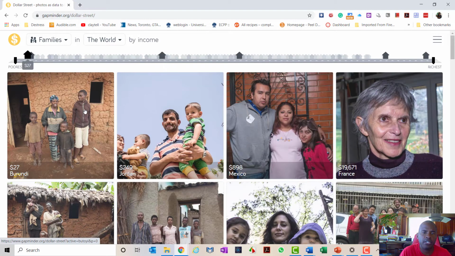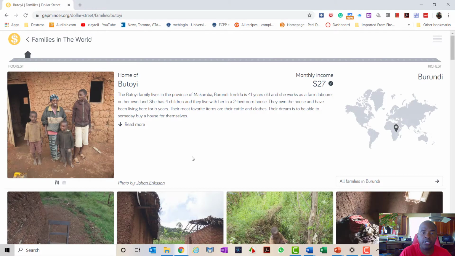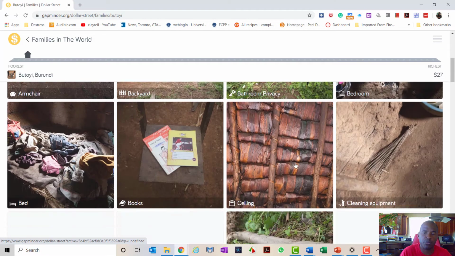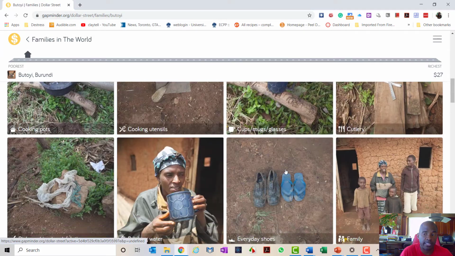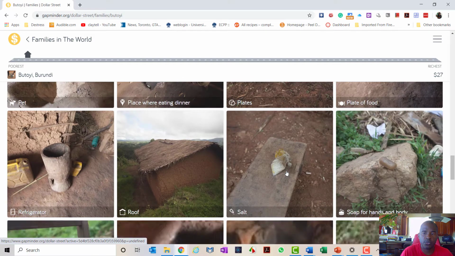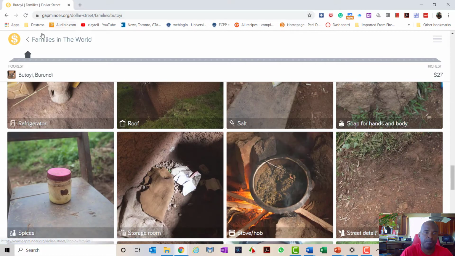And then what you can do is click on a family, like I click on this family from Burundi, and it'll show you where they are in the world. It'll show you something about their home, and then you can visit the family. And so when you go into the visit, you can see their kitchen, their backyard, their bedrooms, their toilets and washrooms, the cooking. So you scroll through, and it gives you an idea of what $27 a day in Burundi looks like for this family. Okay?